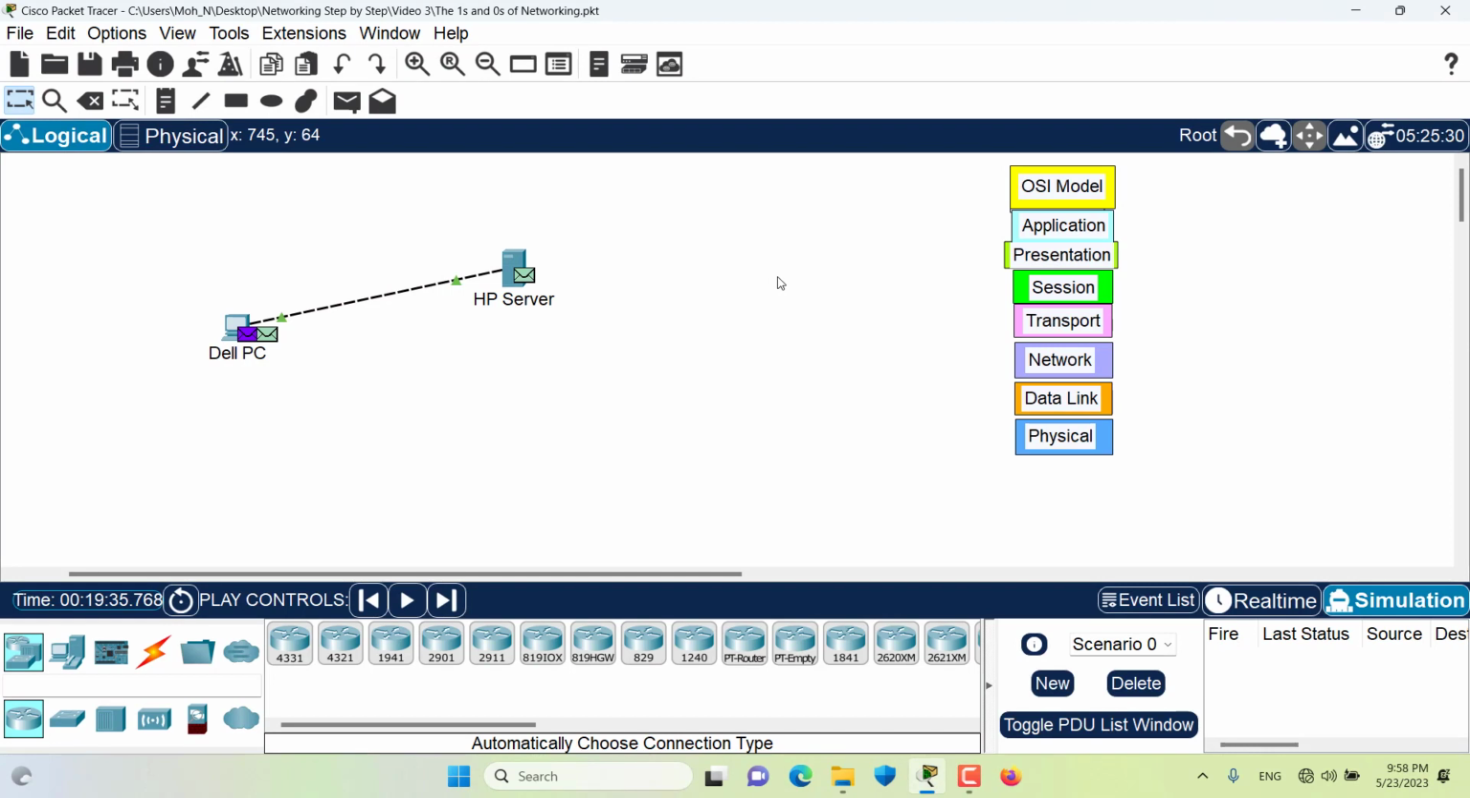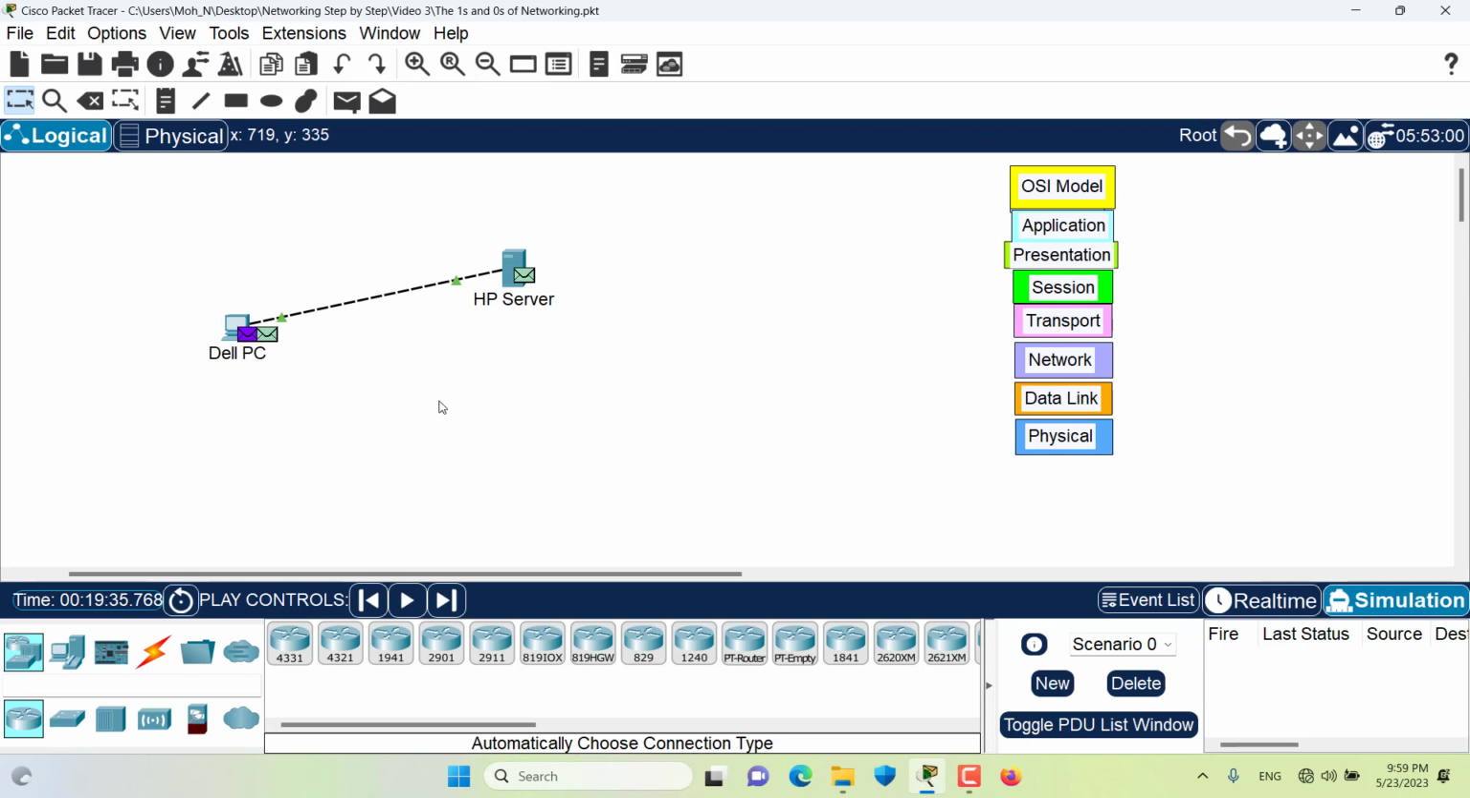In this episode, we want to talk about the physical layer of the OSI model, and that's why I have called it the ones and zeros of networking. Because whatever communication happens in the networking realm, be it wired or wireless communication, all of these communications are happening in ones and zeros format.